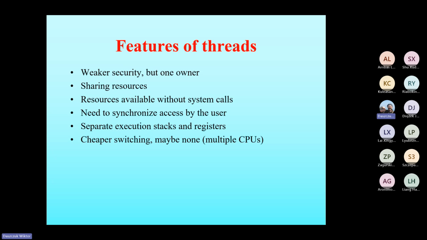And with multiple CPUs, the threads can run really in parallel, because they can run on different processors, if they are system-level threads. If there are user-level threads, then they must interleave on a single processor.